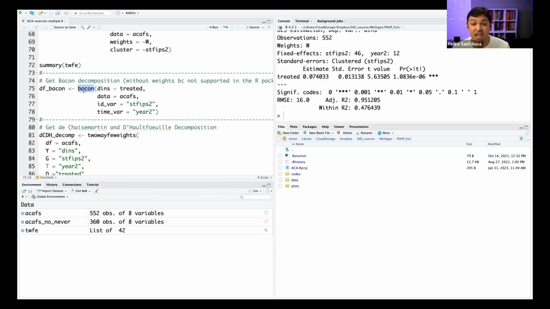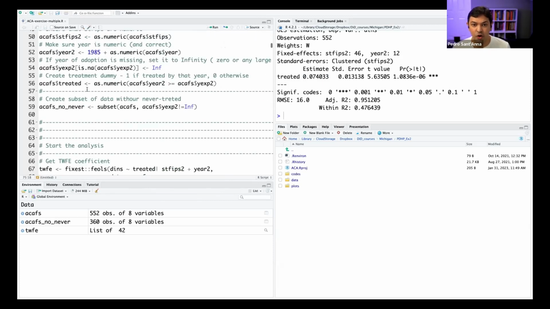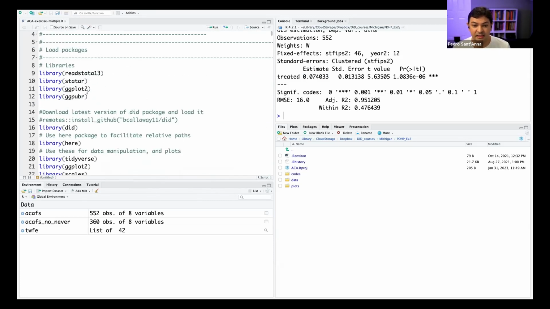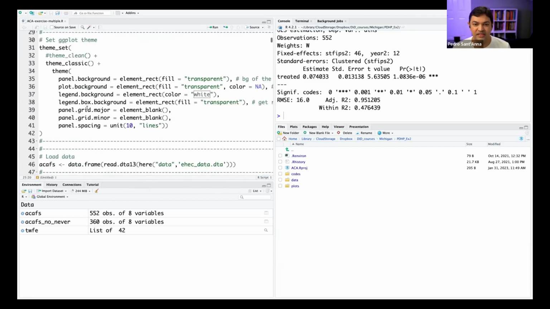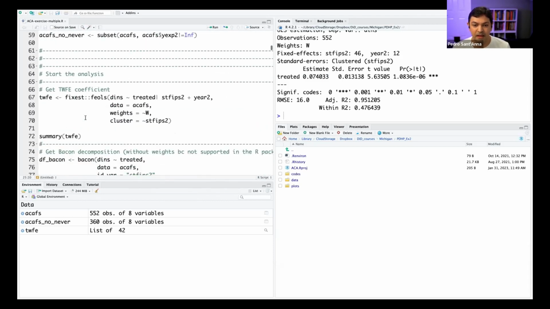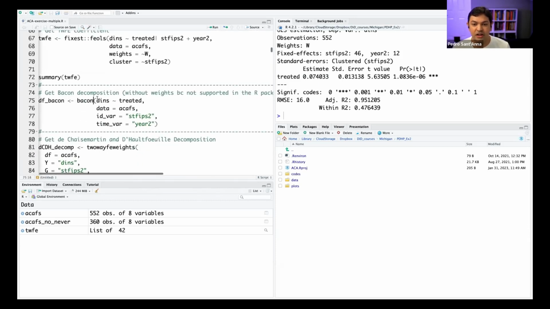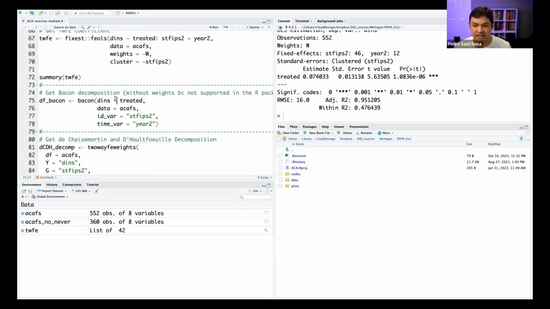I'm going to use the bacon function, which lives inside the bacondecomp library. Since I have loaded this library already, I have it over here. I want to have the outcome of interest. This is my treatment variable. The ID variable is my state fixed effects. The time variable is my time fixed effects. I want to run this.